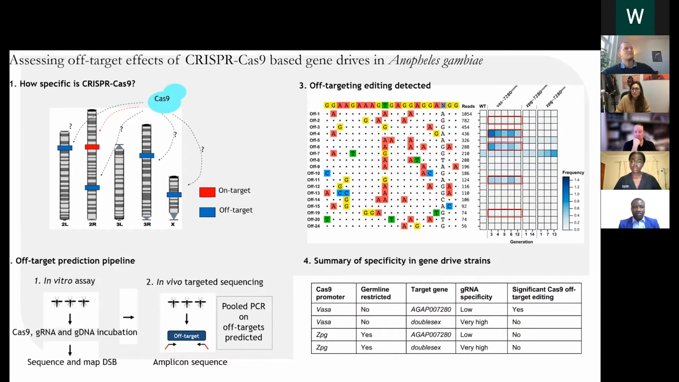When using a different promoter for regulation of Cas9 expression, ZPEG, which was germline restricted, we no longer saw evidence of CRISPR-induced mutation at these predicted off-target sites. So in summary, CRISPR-Cas9 can cleave at genomic sites other than its intended target site in the mosquito. However, sensible design of the guide RNA to limit closely related sites and tight temporal restriction of Cas9 expression to the germline can reduce off-targets to minimal levels within the mosquitoes.